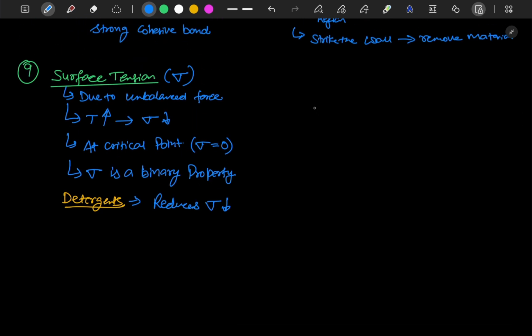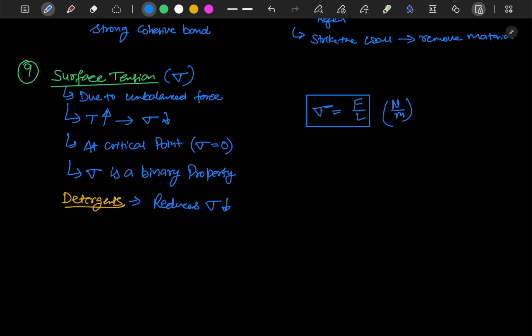Now of course, if we talk about numerical form, as I mentioned earlier, sigma is equal to F upon L. Also, if you talk about the unit, this is force per unit length, so the unit is Newton per meter. And this length we also use as perimeter, the length of contact of the solid with the liquid interface.